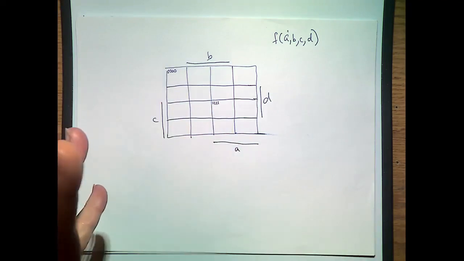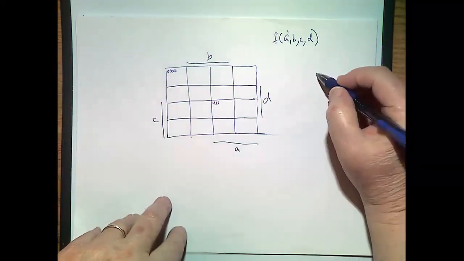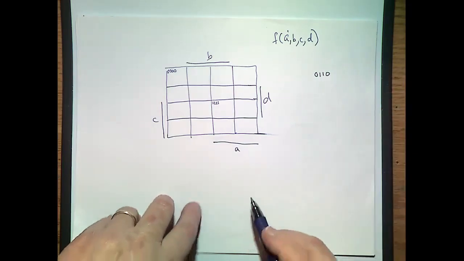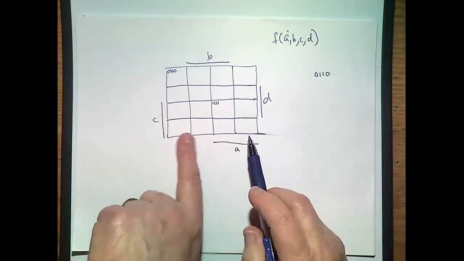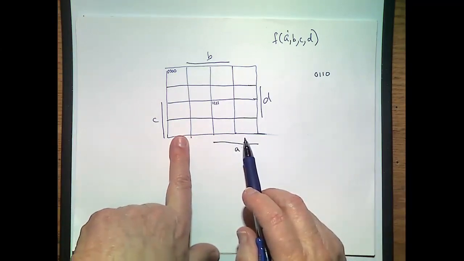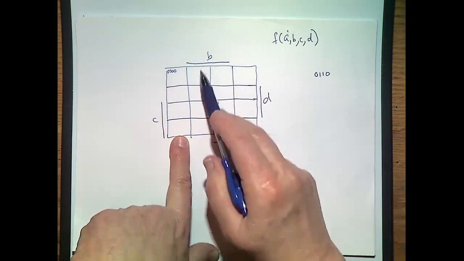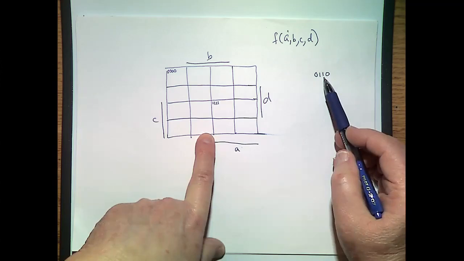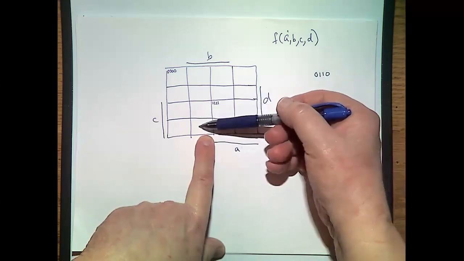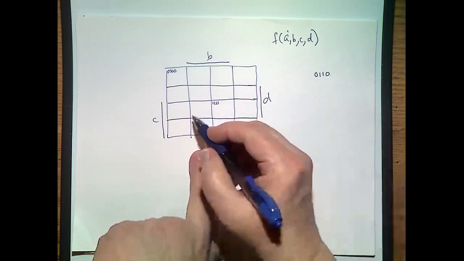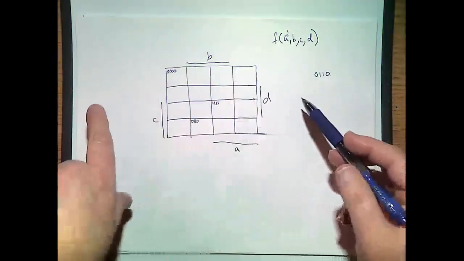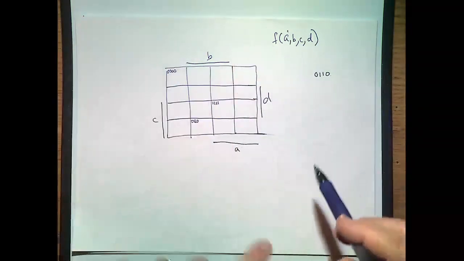But the others care. So for example, if we want the minterm corresponding to 0, 1, 1, 0, we need A to be 0, so we're in this half. We need B to be 1, so we're in B, so now we know in this column. And let's see, we need C to be 1, so we're in these 2 now. And we need D to be 0, so we are here. If I label it some other way, if I switch B and D or C and D or A and C, this cell might move.